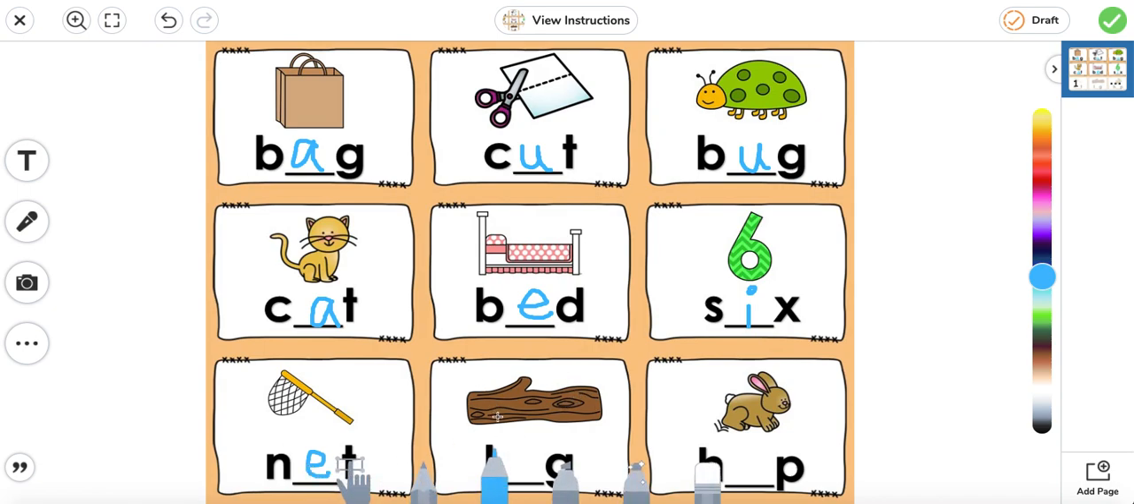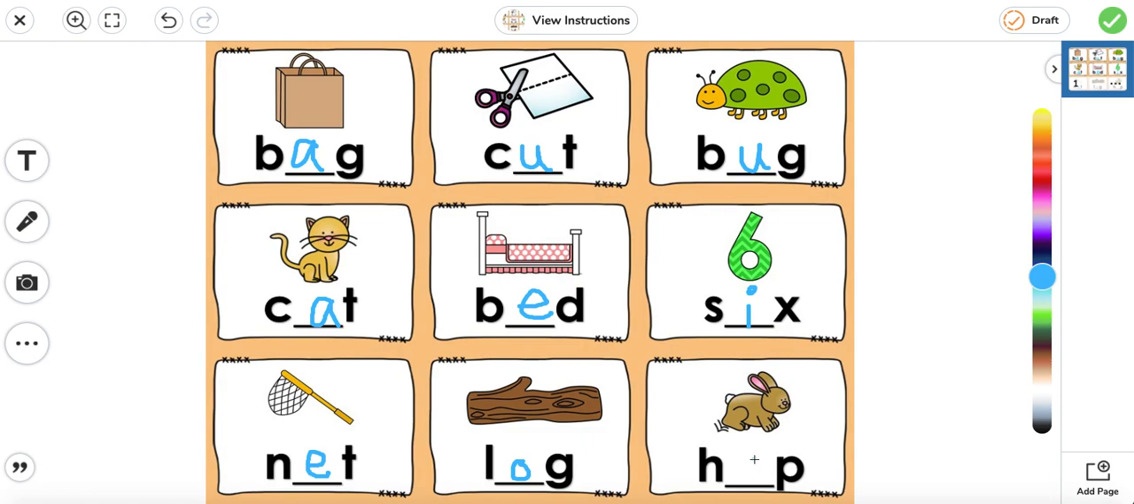What do you see? Log. Let's sound it out. L, o, g. Log. What makes the o sound? O. We're going to go ahead and draw the O. Let's go to the next one.